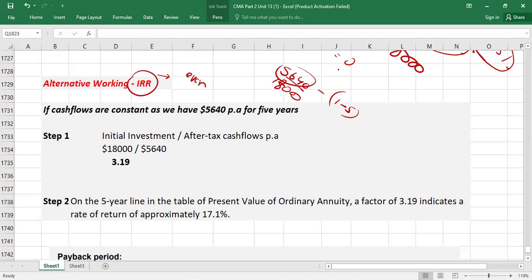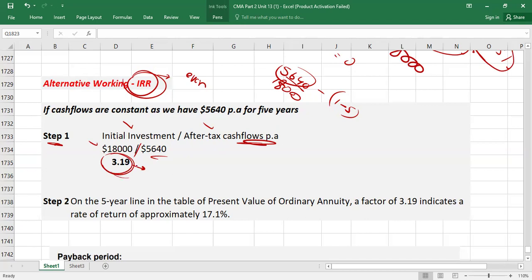So if this is the scenario, then there is a shortcut way to calculate the IRR. Okay, how you will calculate? First, you will apply this formula. What's the formula? You will take initial investment divided by after tax cash flows. Initial investment is 18,000, right? Divided by after tax annual cash flows, which is 5640. So you will get answer 3.19.